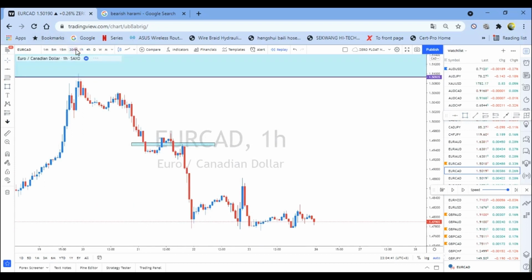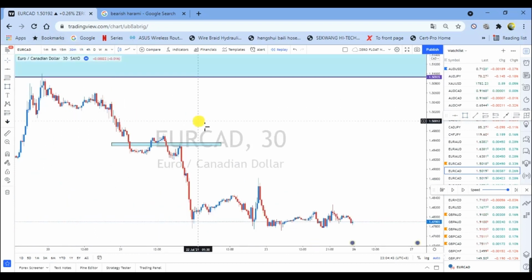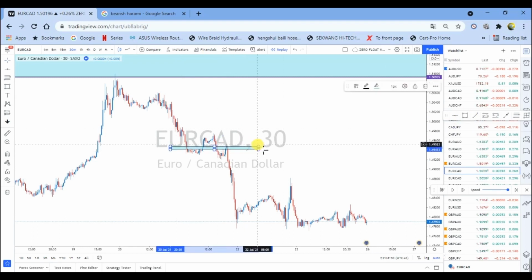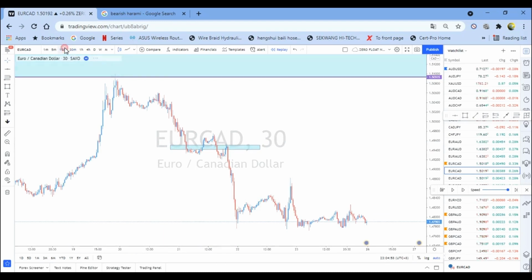H1, M30. Yes, we could try to enter the QMR here, but this is quite risky, and I think the zone is a little bit too big as well. Or it's a 10 pip zone, so it will be fine. If you think 10 pip is fine for you, then you can go ahead.